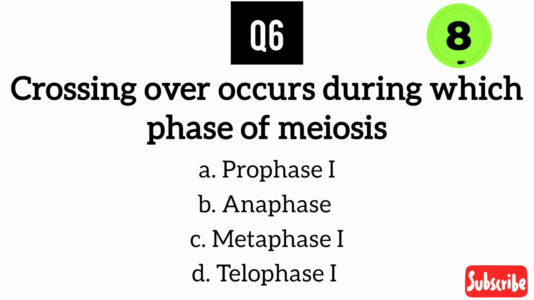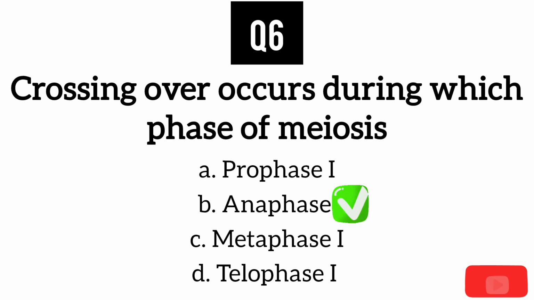Question 6. Crossing over occurs during which phase of meiosis? A. Prophase 1, B. Anaphase 2, C. Metaphase 1, D. Telophase 1. So the correct answer is prophase 1. Crossing over happens in prophase 1 of meiosis, allowing exchange of genetic material.